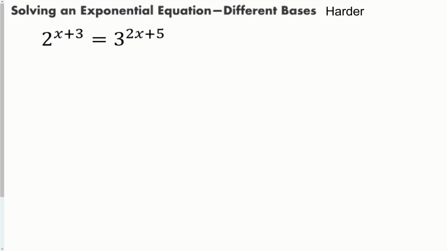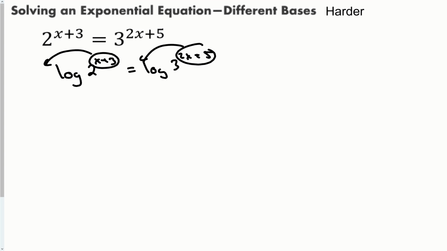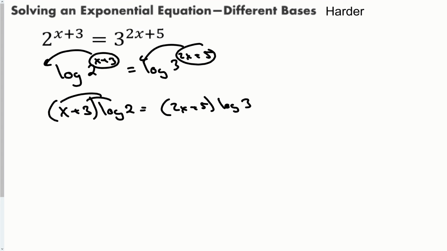Okay, so our technique is still going to be the same. We're going to have to take the log of both sides. Using that power property, the exponents move to the front of the logarithm. So we have the whole exponent in parentheses times log 2, and the whole exponent in parentheses times the log of 3. Now my goal is to get all the x's together. In order to do that, I'm going to have to distribute this. So that's x log 2 plus 3 log 2.